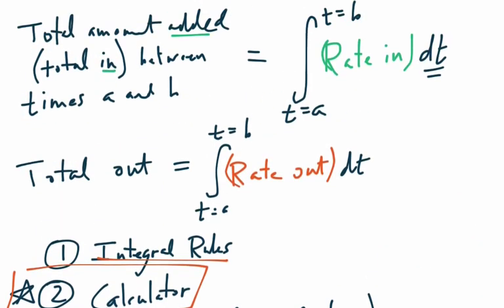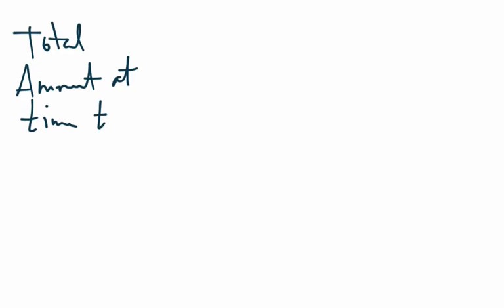Cool. So we have these two concepts of the total in and the total out, and using these two I can get a formula for the total amount at time t. And maybe we'll call this t2. And so the total amount at time t2 is going to be, well, it's going to be the total in minus the total out.